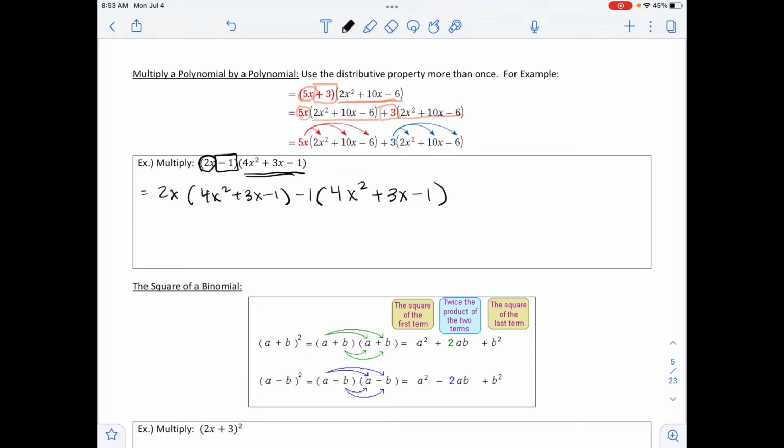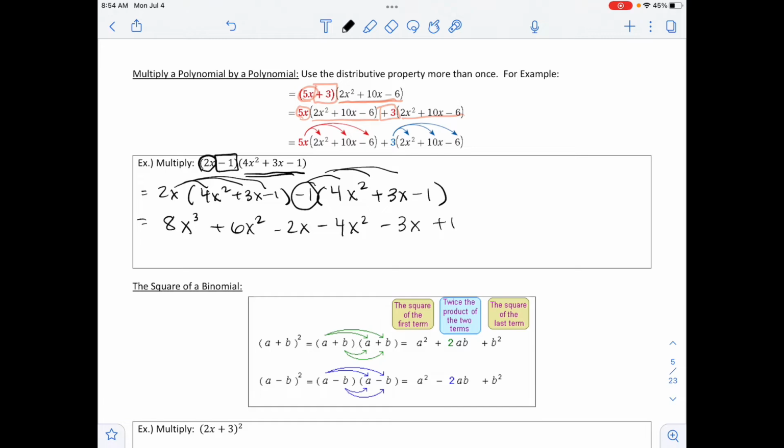From here I'm going to use that double distribution property and distribute my 2x to everything inside those parentheses there. And so we're going to end up with 8x cubed plus 6x squared minus 2x. And then also distribute my negative 1 to all three of those terms inside that parenthesis. And I'm going to get negative 4x squared minus 3x plus 1.